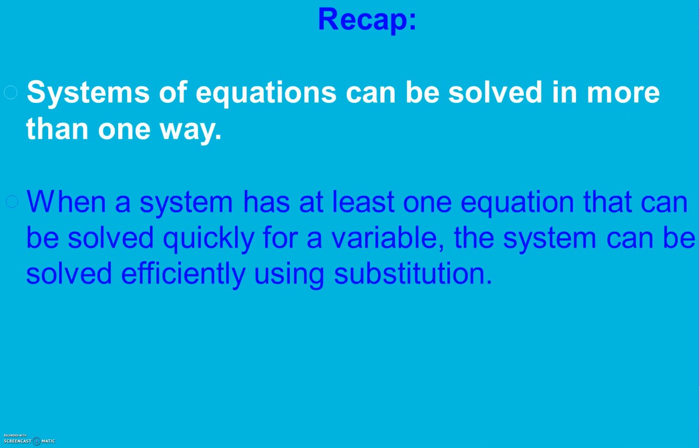A quick recap here for section 6.2. Systems of equations can be solved in more than one way. When a system has at least one variable that can be solved quickly for a variable, the system can be solved efficiently using substitution. And as long as we substitute from one equation into the other, if our variables cancel out and we don't have any left, it's going to be either infinitely many solutions or no solutions. And that's all for the second half of section 6.2.